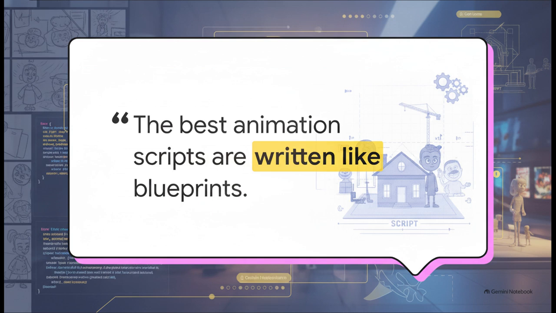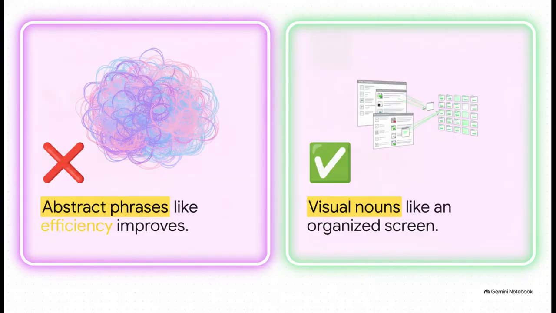You've got to design the visuals and the narration simultaneously. And there is a massive difference between writing a standard audio script and writing for visual logic. I mean, you can't exactly draw an abstract phrase like efficiency improves, can you? But you can easily animate concrete visual nouns like a cluttered screen becoming organized. When you write for animation, every single word has to dictate exactly what the viewer is seeing.